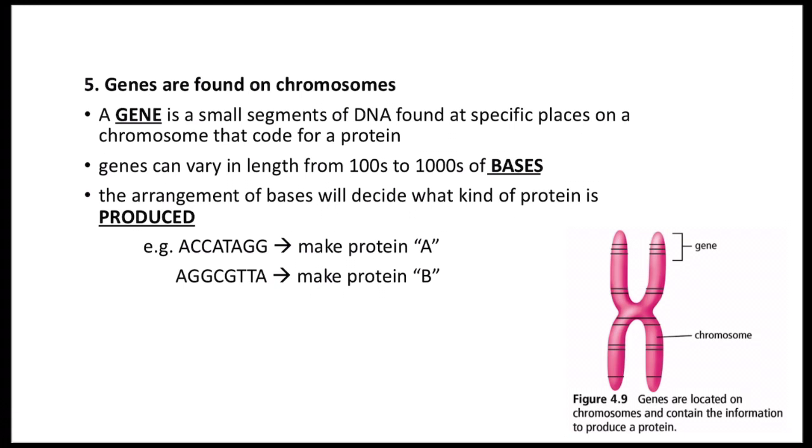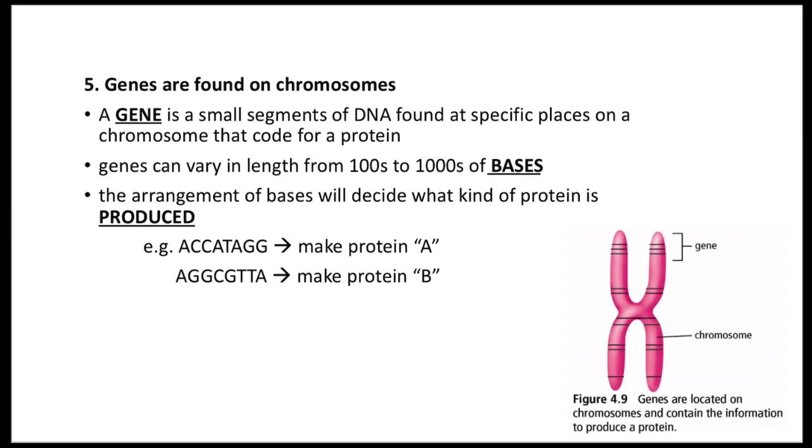A gene is a small segment of DNA found at specific places on a chromosome that code for a protein. Again, as a reminder, when we're talking about protein here, we're not talking about the food you ate last night. This is strictly from a genetic standpoint: a gene codes for a protein which serves a function within the cell. Genes vary in length from hundreds of base pairs to thousands of bases.